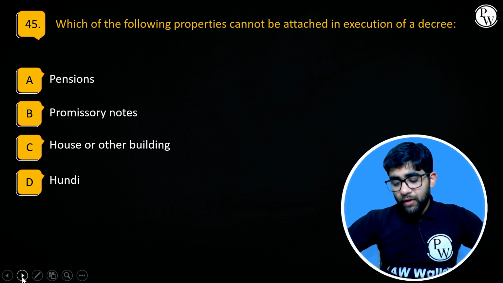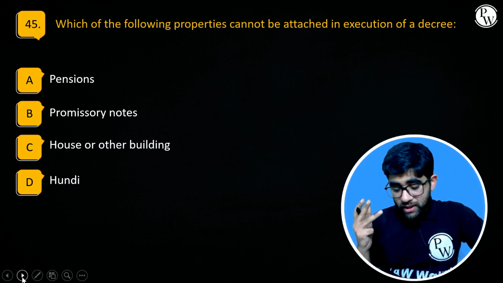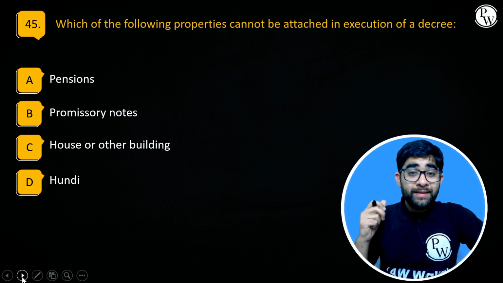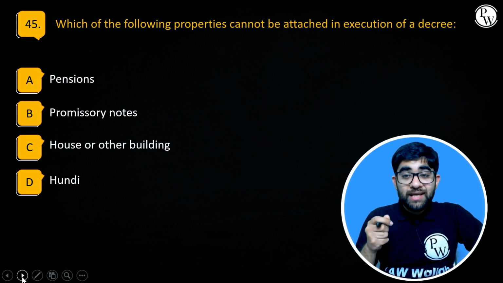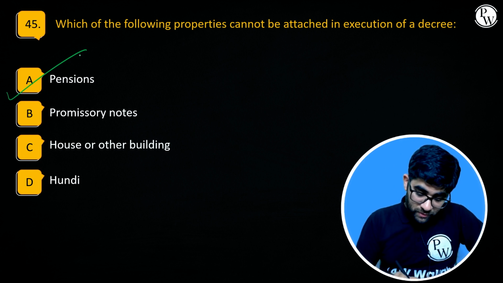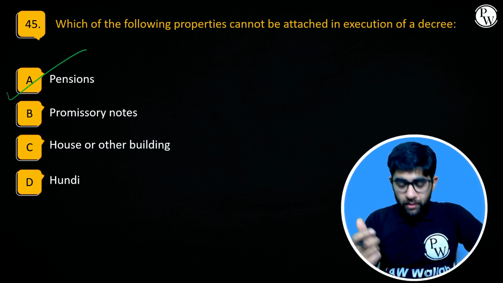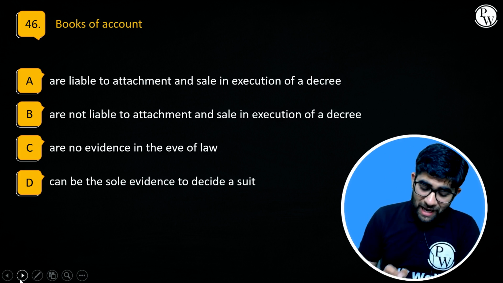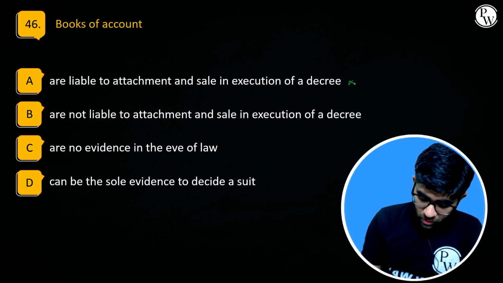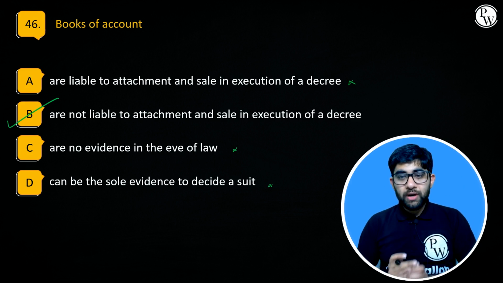45. Which of the following properties cannot be attached in execution of a decree? Pensions, promissory notes, house or other building, or a hundi? Then the answer to 45 is A. Pensions cannot be attached. A hundi is a security, it's an instrument, it's a money instrument like a check. Now books of account are liable to attachment? No. They are no evidence in law, can be the sole evidence to know. Are not liable to attachment and sale in execution of a decree. See, books of accounts cannot be attached.